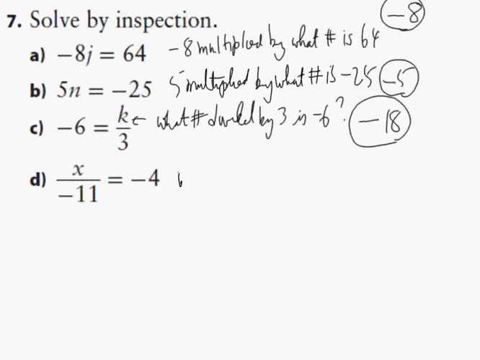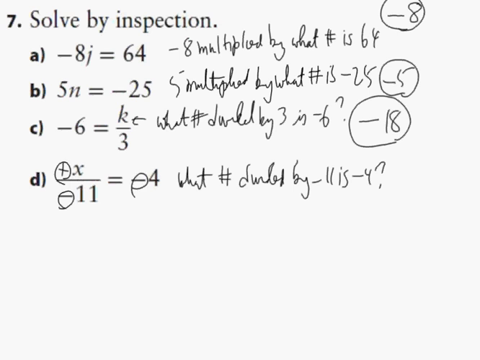And the last one: what number divided by negative 11 is negative 4? Well, I know that a positive divided by a negative will give me this negative answer. So I know my answer has to be a positive value. And what number divided by 11 is 4? The answer is 44.